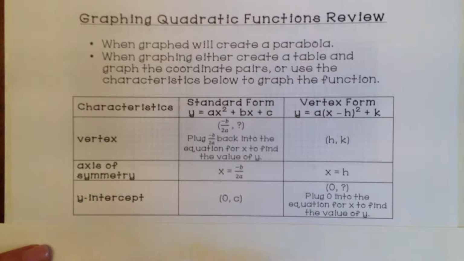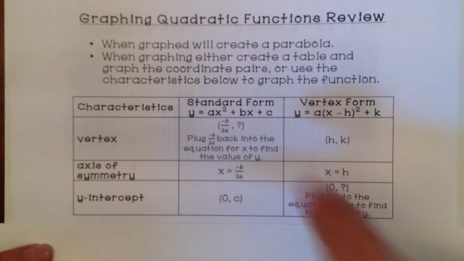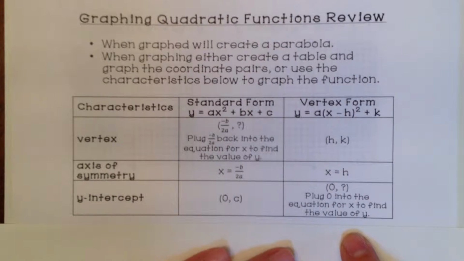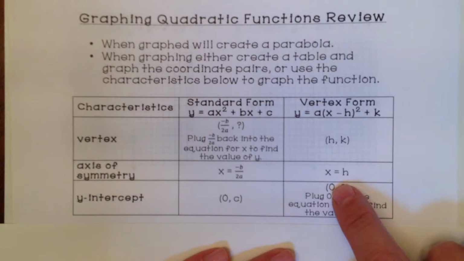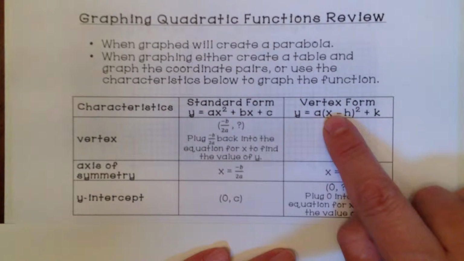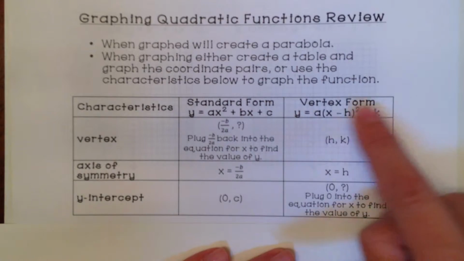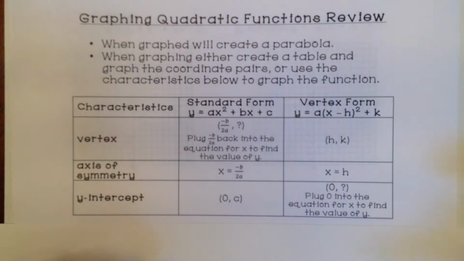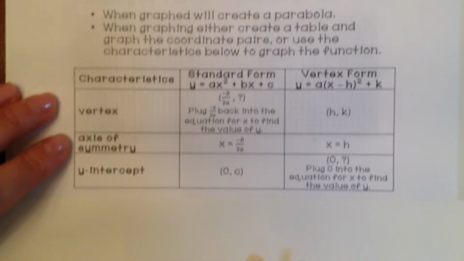Y-intercept, where the actual graph crosses the y-axis. So in standard form, the x coordinate is 0 because it goes through the y-axis. The y coordinate is plus c, so whatever is added on. And in vertex form, you know it goes through the y-axis at x equals 0. So just take that 0 and plug it into the equation for x, simplify the right side, and you can find the y coordinate.